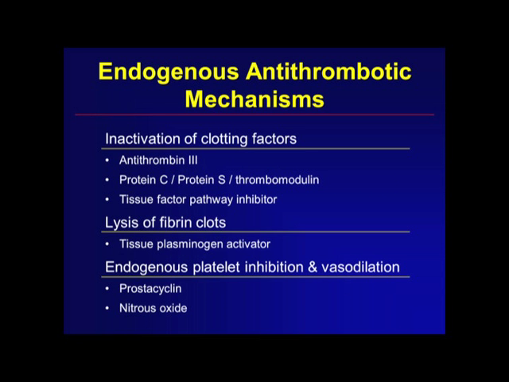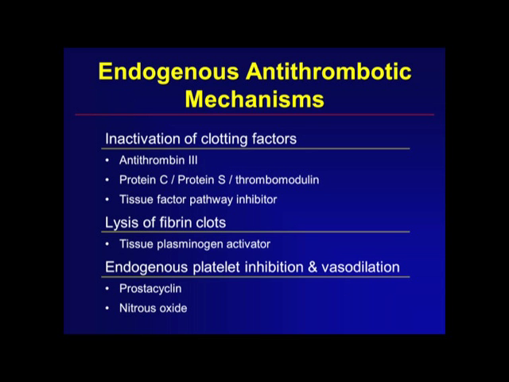So how do we inactivate clotting factors? We have various mechanisms that are trying to make sure that we don't clot off our vessels during a lecture, right? Antithrombin 3. We have protein C, protein S, thrombomodulin. We have tissue factor inhibitor. These are all endogenous things that try to inactivate clotting factors.